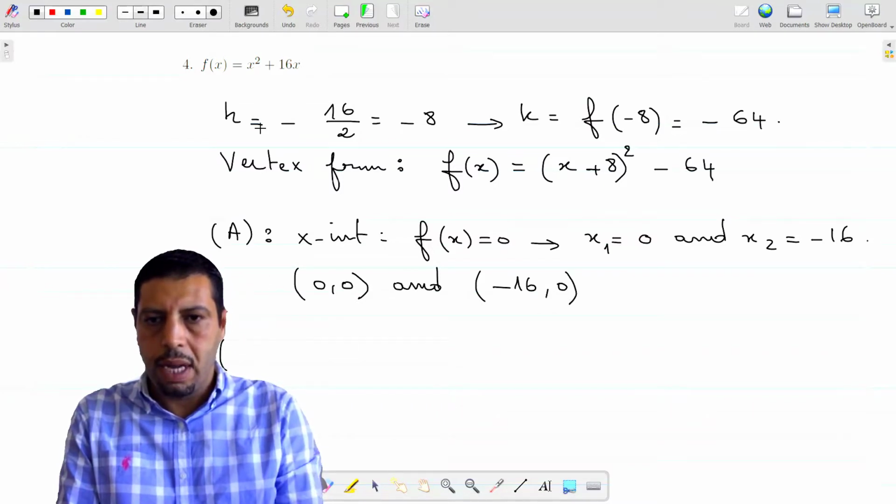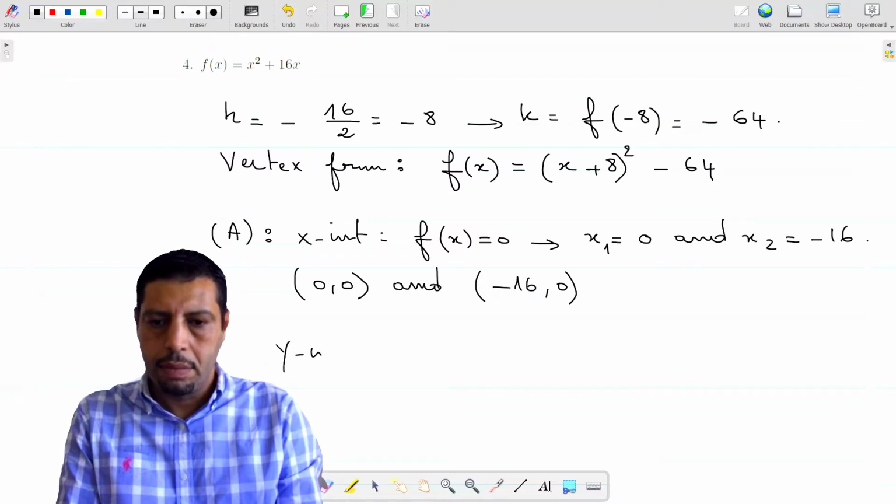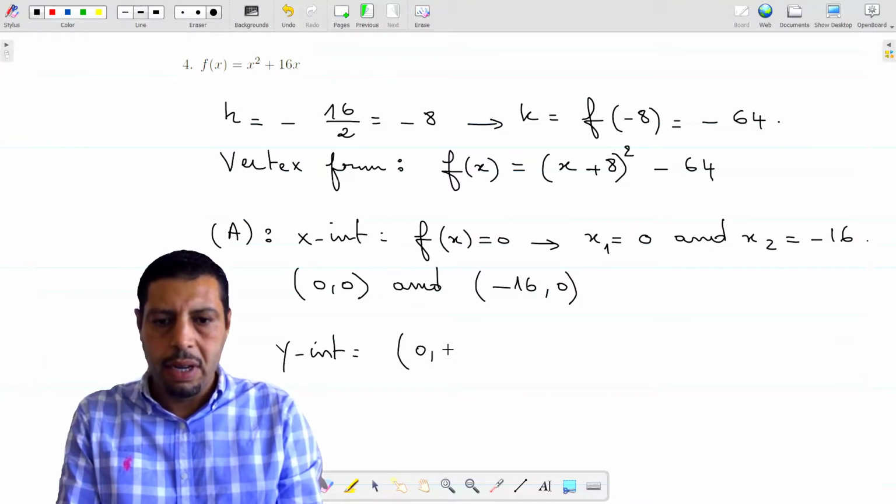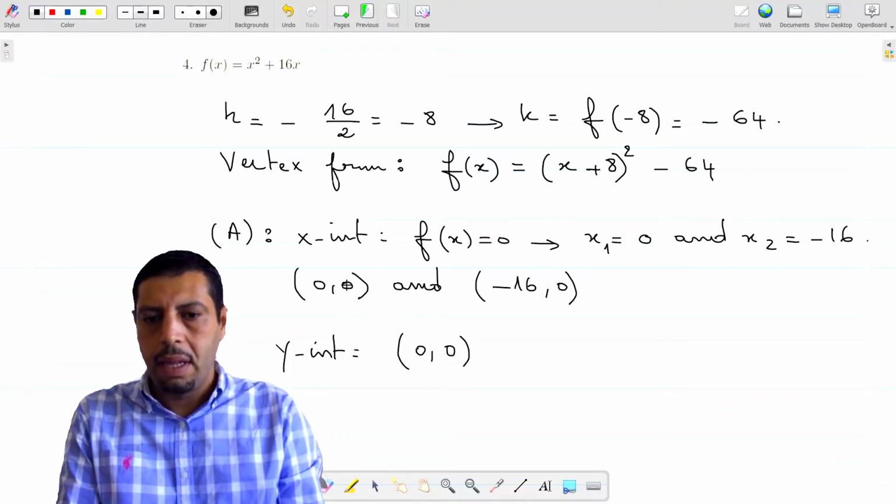Now for the y-intercept, it's the point (0, f of 0), but here there is no constant, so if you substitute x by 0, you will get 0, and the point (0, 0), which represents the origin, is at the same time an x-intercept and a y-intercept, since it belongs to the x and the y axis at the same time.